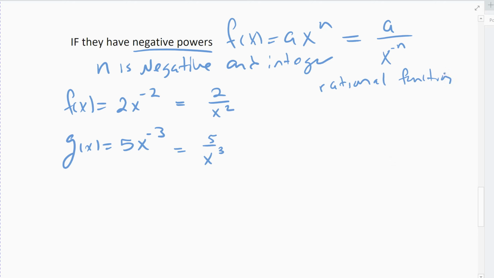Simple rational functions, they always have the same behavior. They always have a vertical asymptote at x equals 0, right? I can't plug 0 in, or otherwise I get division by 0. And a horizontal asymptote at y equals 0, because the degree of the numerator is always going to be 0, it's just a number, divided by the degree of the denominator, which is always going to be bigger. You're always going to divide by a bigger degree, and so you're always going to approach the x-axis. That's always the case for either one of these.